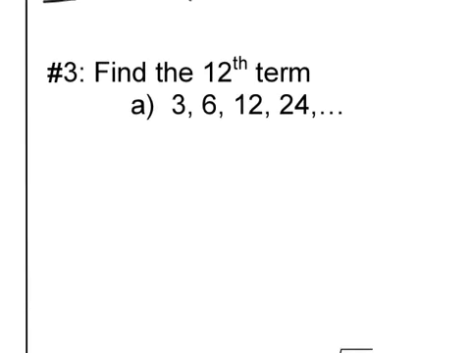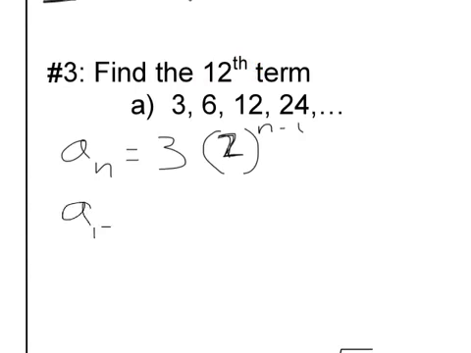Let's write the explicit for this. It's going to be a sub n equals 3, that's my first term, times my r value, which is what? Sorry, I put a little 1 there. But what is my r value? It looks like it's going 3 times 2 is 6, times 2 is 12, times 2 is 24, so my r value is actually 2. And then to the power of n minus 1. Well, now what is the n that I want? I want the 12th term, so I'd write this as a sub 12 equals 3 times 2 to the 12 minus 1, so that's the 11th.